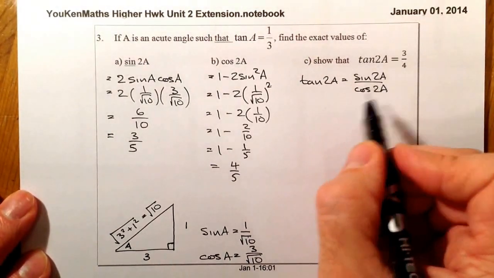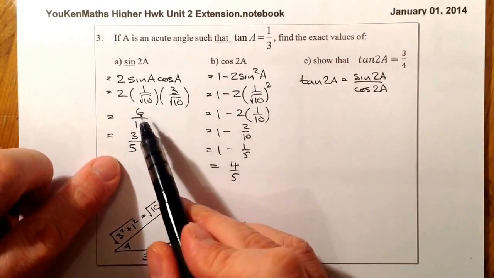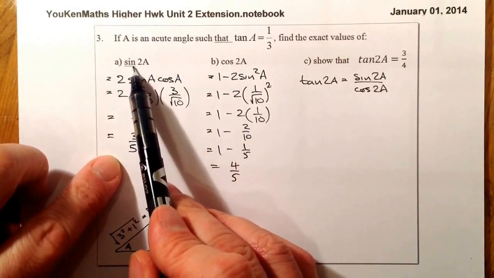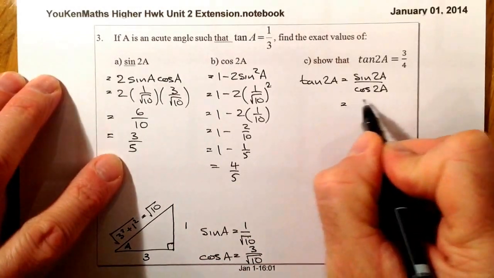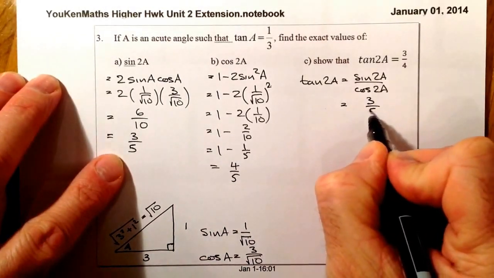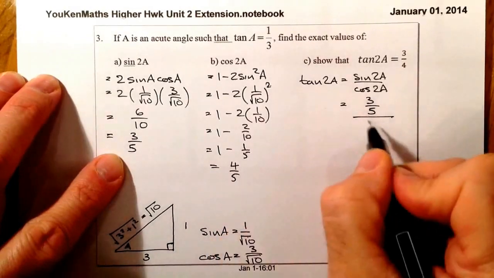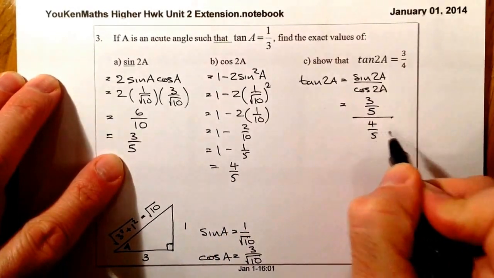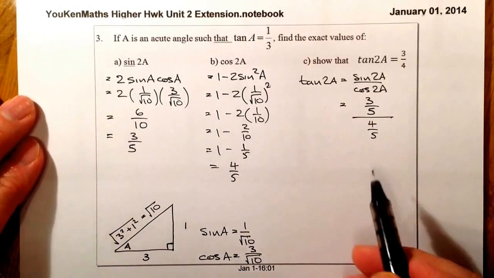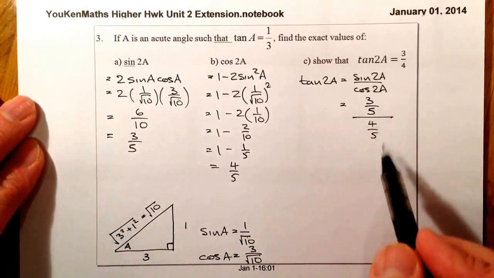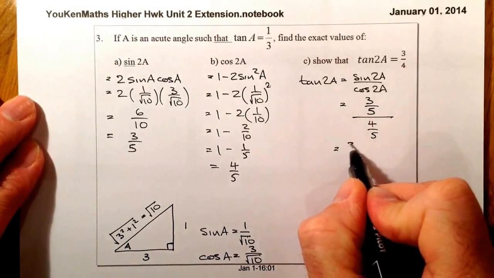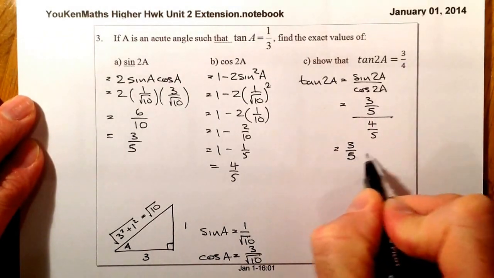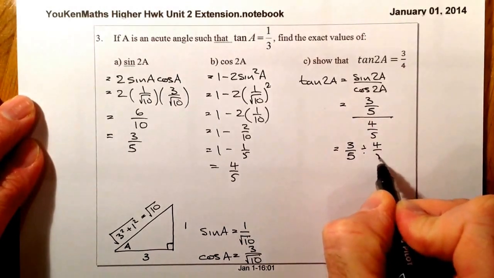And what I'll do from that is take the fractions that I've worked out already. I've worked out sin 2A and cos 2A. So what I'll do with these is place them, 3 over 5 on the top, and that'll all be divided by 4 over 5. Okay. Just to make this a bit simpler, I'll write down what I'm seeing here. I've got 3/5 divided by 4/5.